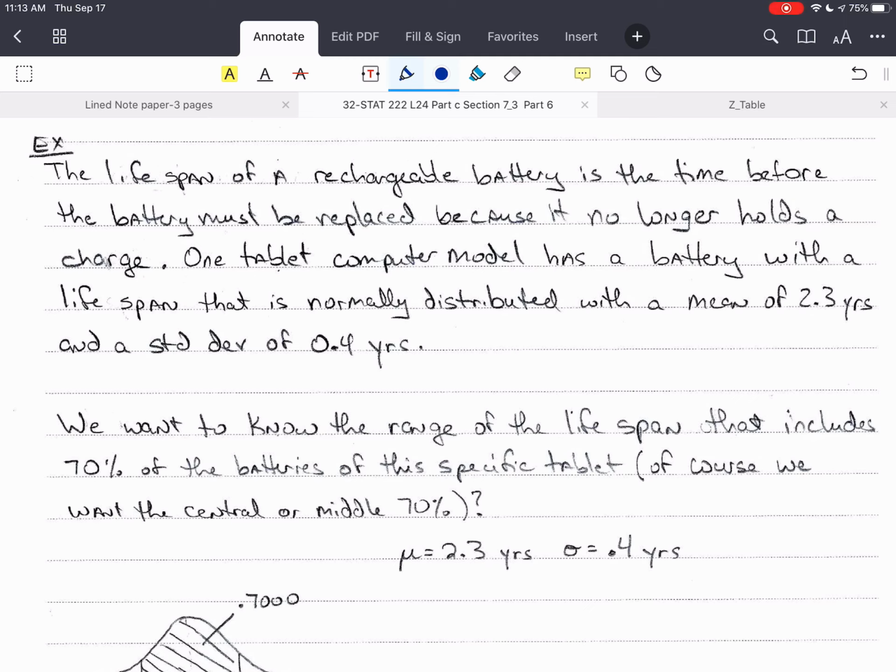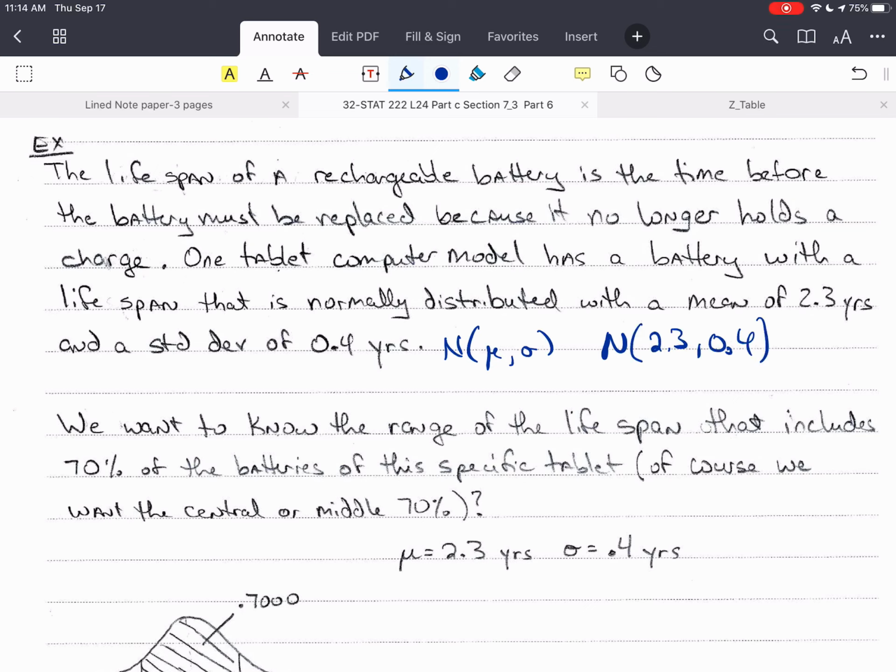So I took this out of our book. The lifespan of a rechargeable battery is the time before the battery must be replaced because it no longer holds a charge. And it says one tablet computer model. I never thought of a tablet as a computer, but it really is, I guess. So one tablet computer model has a battery with a lifespan that is normally distributed with a mean of 2.3 years and a standard deviation of 0.4 years. So using the notation normal mu sigma, I could write this as normal 2.3, 0.4.